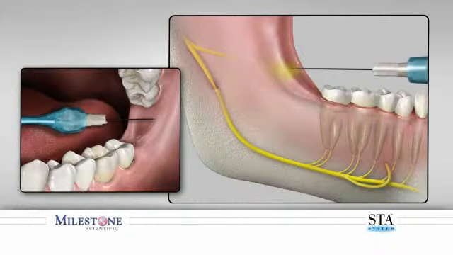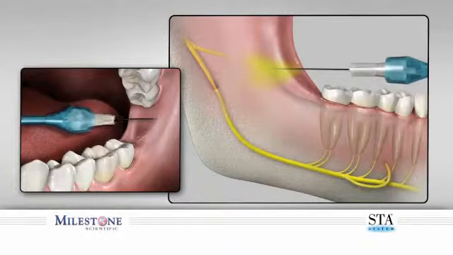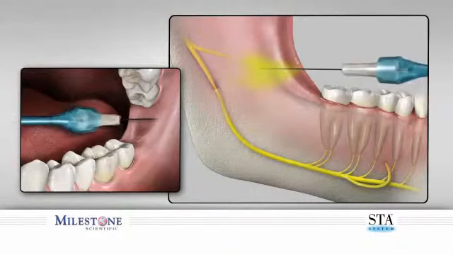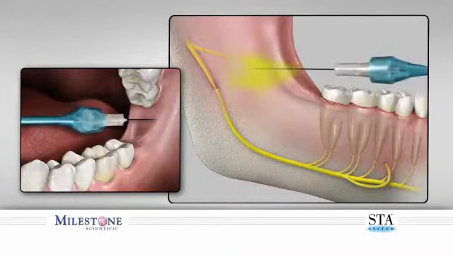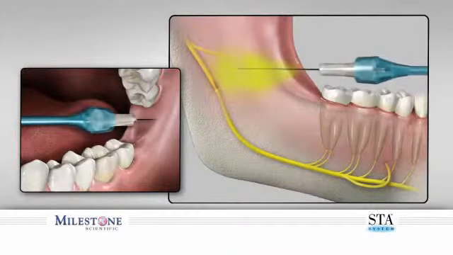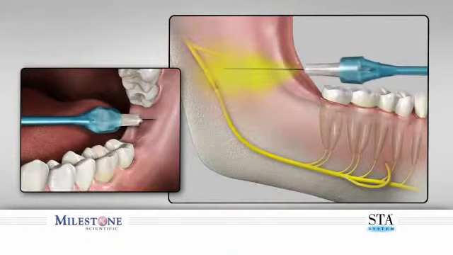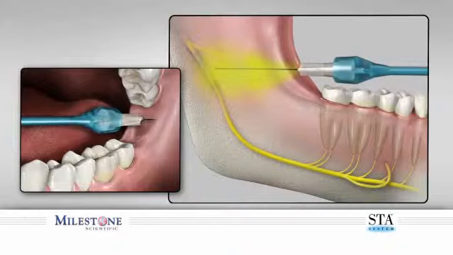Slowly advance the STA handpiece and simultaneously rotate the handpiece using a back and forth motion. This is called the birotational insertion technique, and it will minimize needle deflection, resulting in more accurate placement of the needle tip to the intended target. Advance the needle until bone is contacted. The final target is the medial aspect of the ramus within the infratemporal fossa.